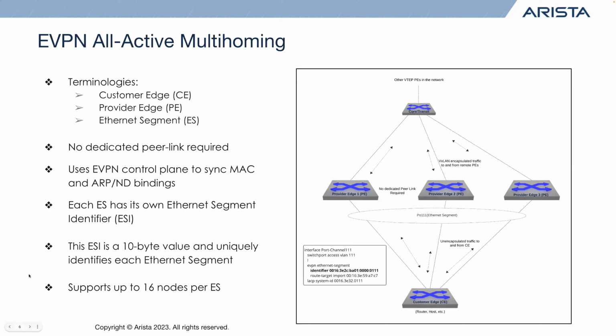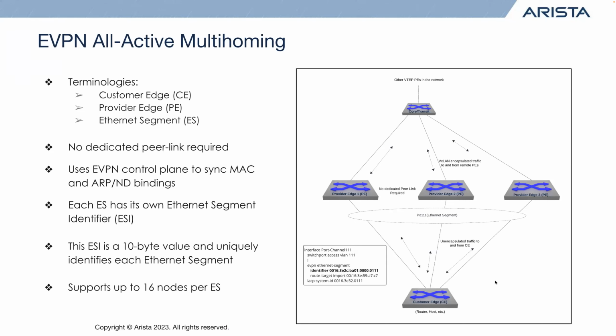So some of the terminologies that we'll use will be CE for customer edge, PE for provider edge, and ES for Ethernet segment. One of the clear advantages that multi-homing has over a provider solution like MLAG is there's no dedicated peer link required. Also, most solutions like MLAG only support 2 peers, whereas EOS supports up to 16.